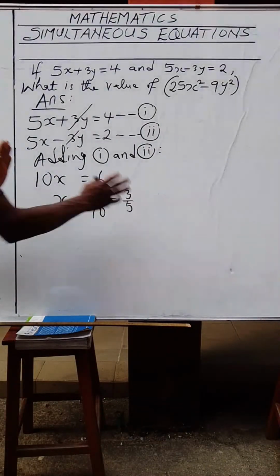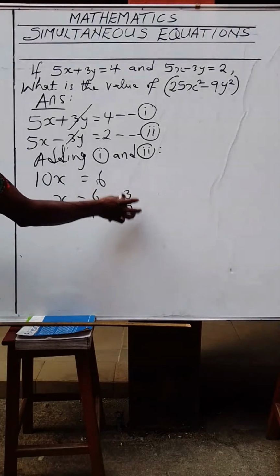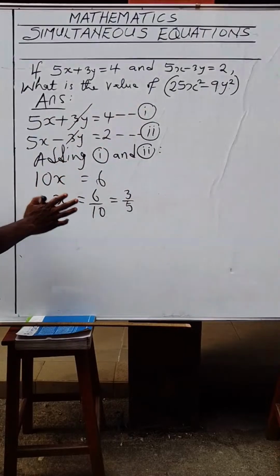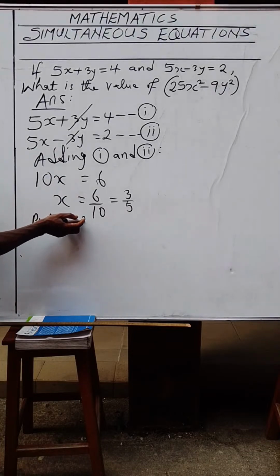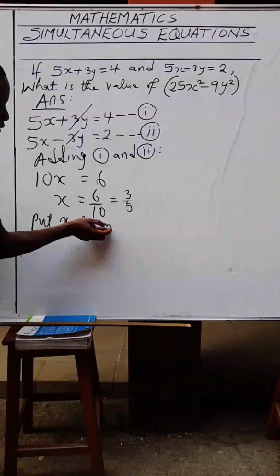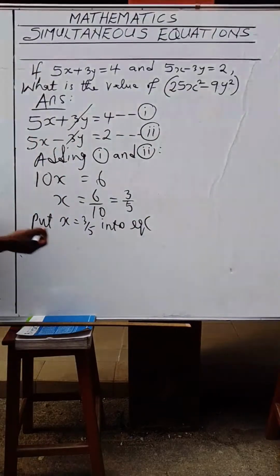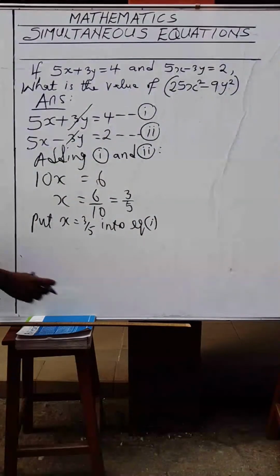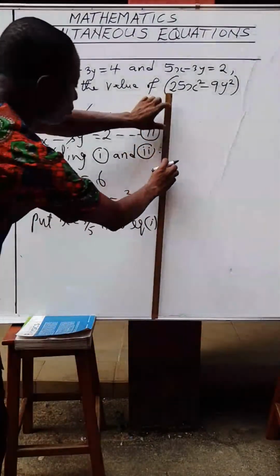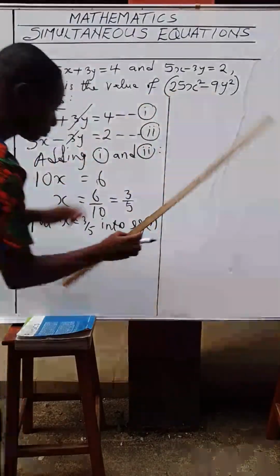No substitution, it's elimination. Then once we are done with this, we take this and substitute into any of the equations. That's quite easy. So how do we substitute? Put x equals 3 over 5 into equation, maybe 1 or 2. Let's just say 1. You can use any one. There's no special equation here. All of them are the same. We can use 1, or you can use 2. They are the same.